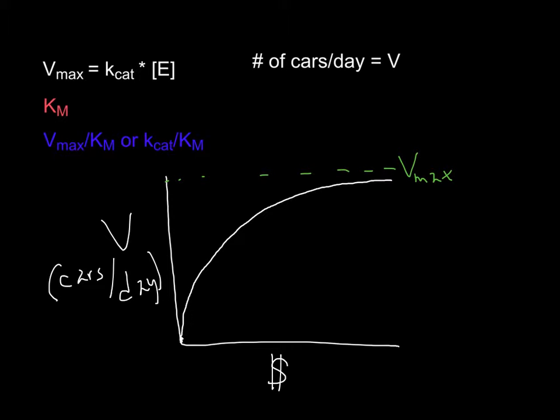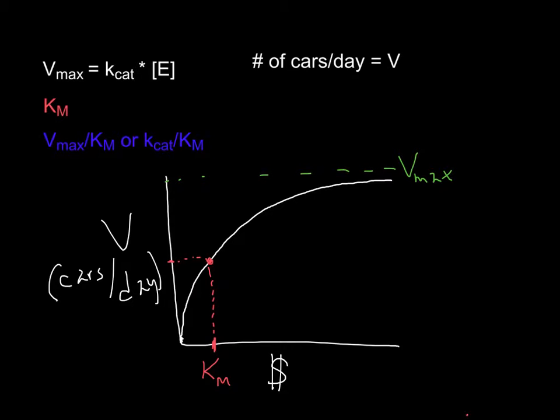Okay? Now, the way that Km comes into account, what you do is you go to half the Vmax, go over to the curve, and then go down. It's not the most obvious in the sense, but it tells you the amount of resources, the amount of money it takes in order to reach half your Vmax.